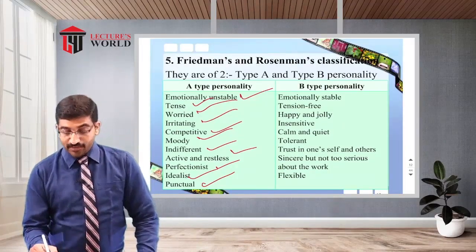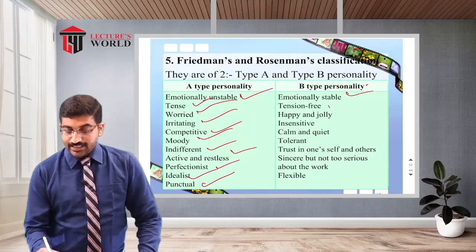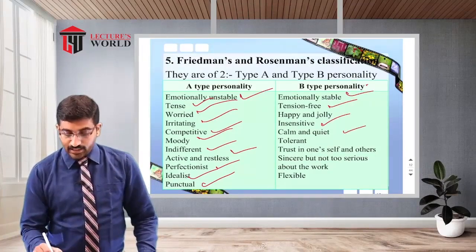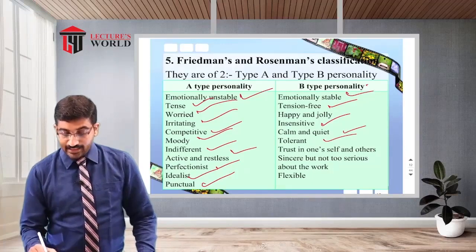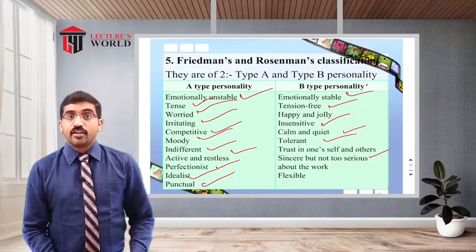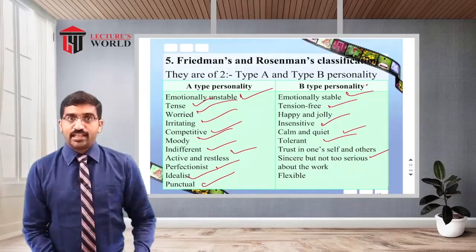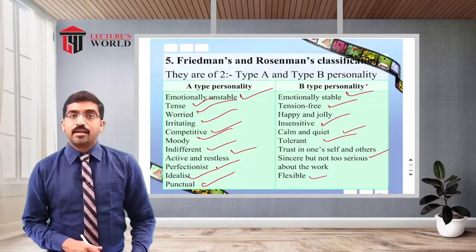Emotionally stable are type B, just the opposite. They are tension free, they are stress free, they just enjoy their life. They are insensitive, calm, tolerant, and they are sincere but not too serious. They are not very much serious about their life, but they are sincere, not that much efficient in their work, but they are flexible about their work.